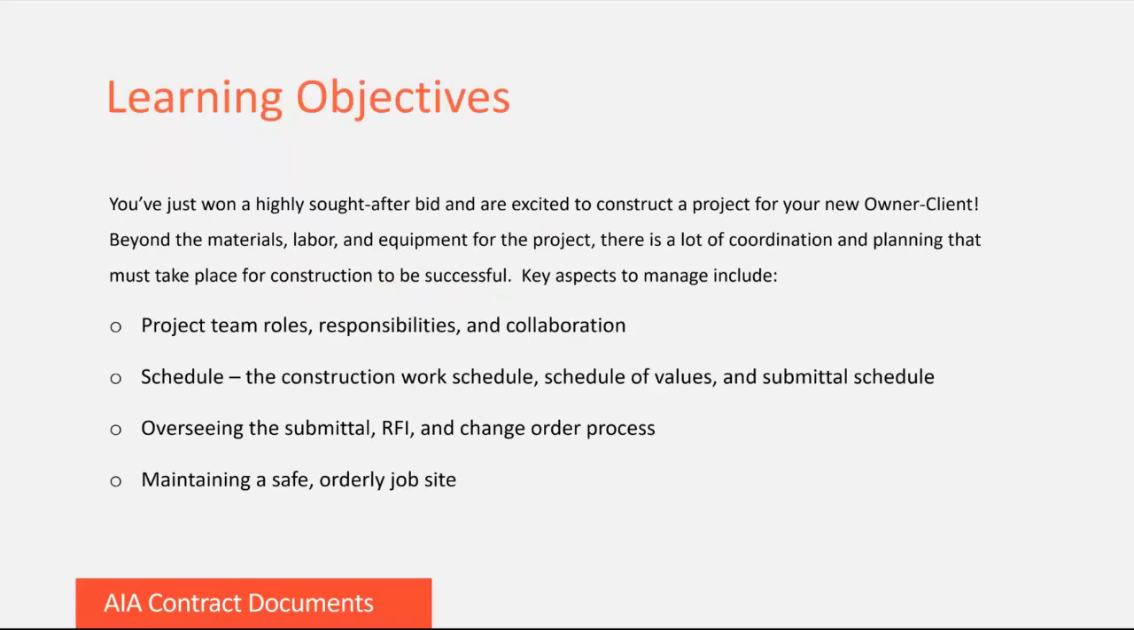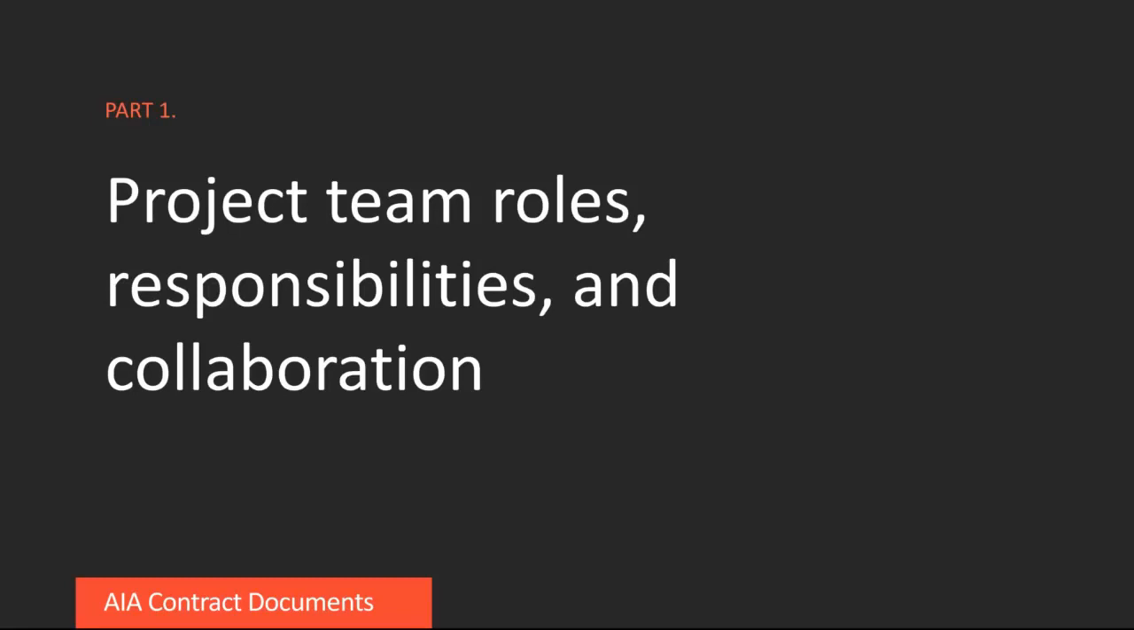The administrative aspects can make or break a construction project, and the key aspects that we'll discuss here are the project team roles, responsibilities, and collaboration, schedule, covering the construction schedule, schedule of values, and submittal schedule, overseeing the submittal, RFI, and change order process, and maintaining a safe, orderly job site. Throughout the presentation, I'll also note provisions that are helpful to include in your construction contract. So let's begin with part one concerning project team roles, responsibilities, and collaboration with a focus on the contractor.